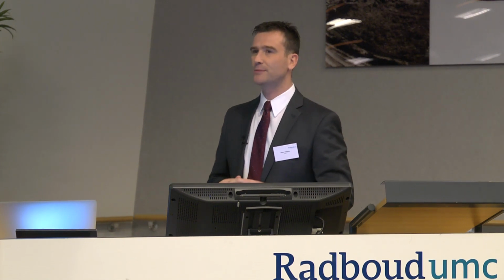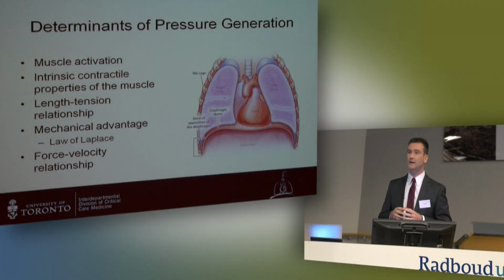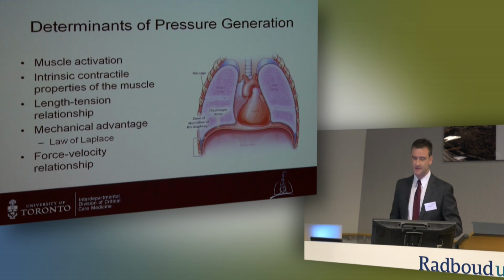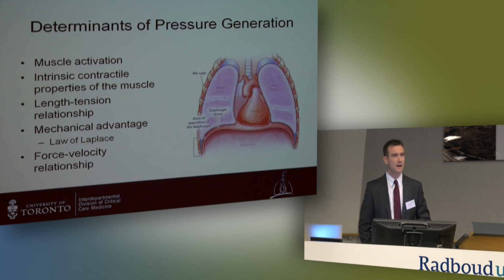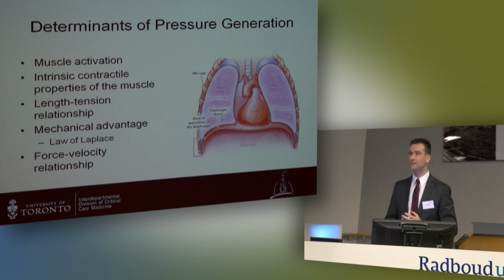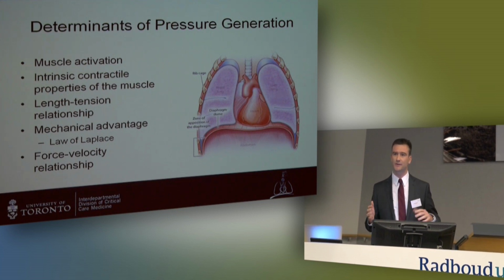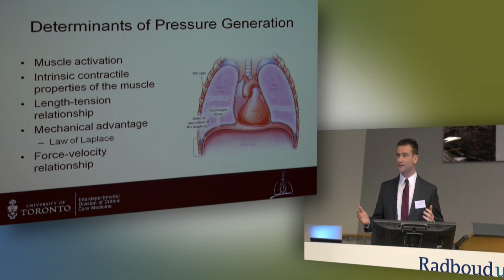When assessing respiratory muscle function, there's a number of important variables that we really have to take into account. First of all, the level of muscle activation. And one of the key challenges to assessing the diaphragm and other muscles is achieving maximal volitional muscle activation. There's of course the intrinsic contractile properties of the muscle. The length-tension relationship of muscle needs to be considered in the context of the diaphragm that's really affected by your end expiratory lung volume. And the diaphragm is a unique muscle because it doesn't function primarily by generating tension along its surface.